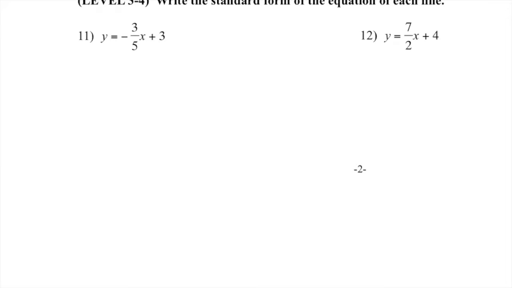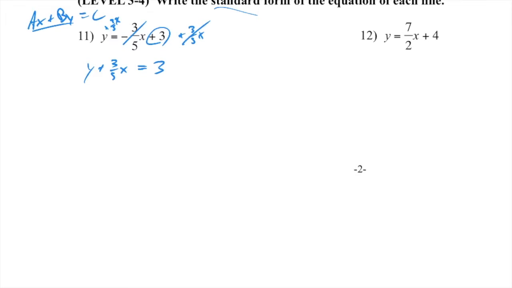All right, so with this last part, we want to write it in standard form. Standard form looks like whole number x plus whole number y equals whole number. X's and y's on the same side, so let's move that to the opposite side by adding 3/5 x to this side and adding 3/5 x to that side. So the left side looks like y plus 3/5 x equals, and this and this have canceled, and you're just left with the 3. That's lovely, except this ridiculous denominator. So let's multiply both sides by that denominator. This becomes 5.